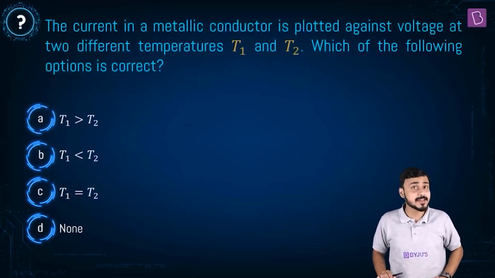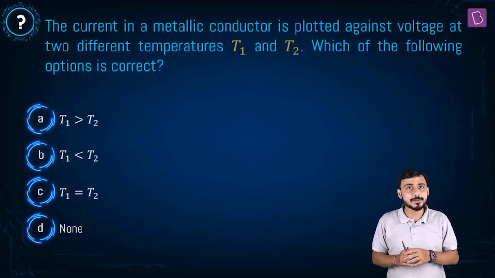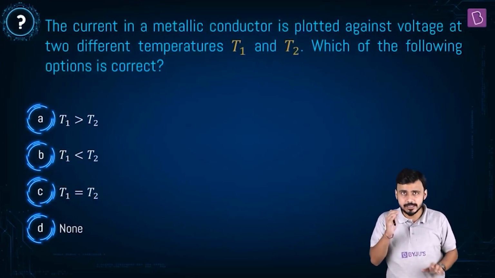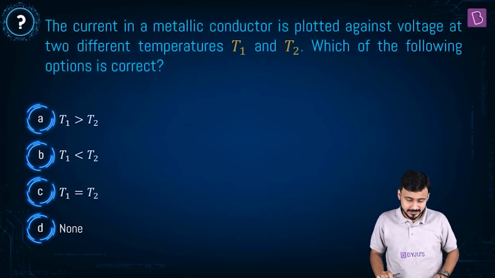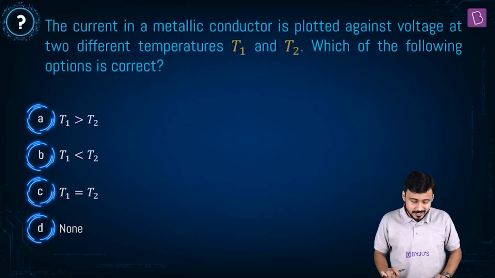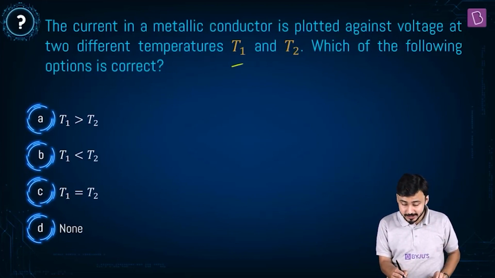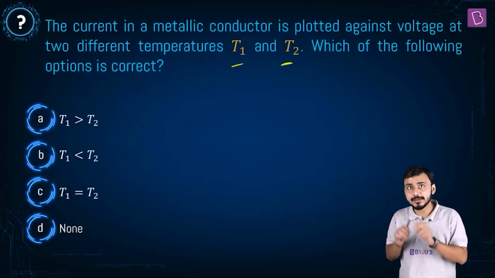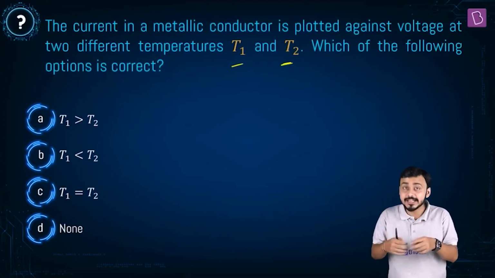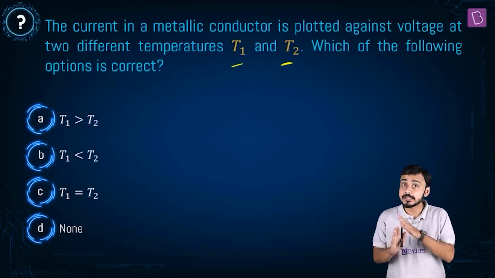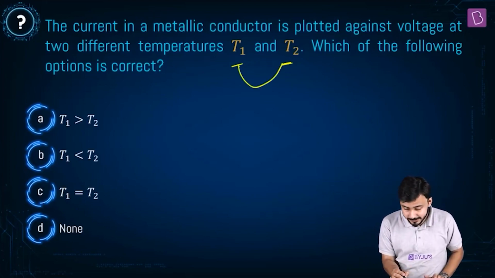Here the problem is very simple, but you have to apply a little bit of mathematical interpretation, the graphical knowledge of yours in this problem, and the problem is done. So the statement says the current in a metallic conductor is plotted against the voltage at two different temperatures T1 and T2. Keep in mind, the metallic conductor which is being taken is the same. What is the difference? The temperature is different.